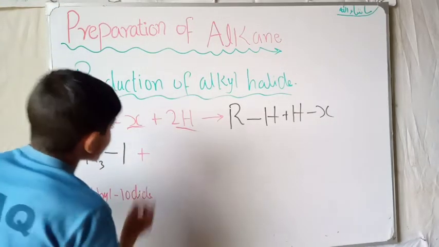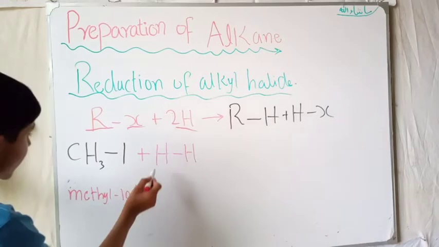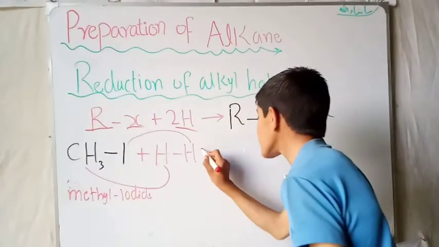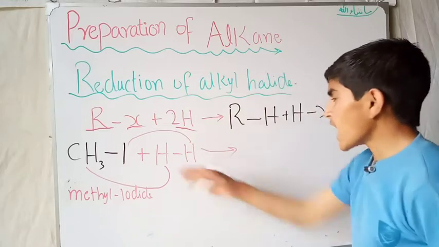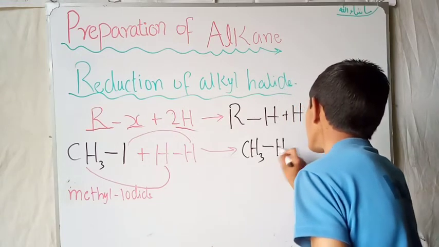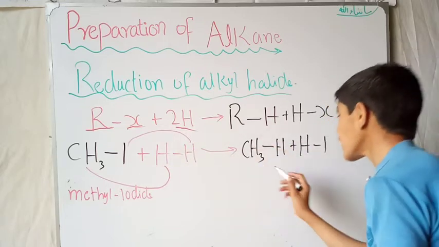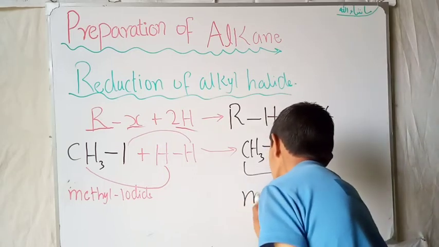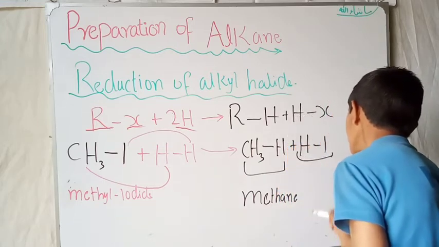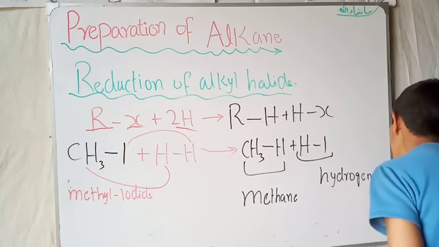When we add 2 hydrogen with it, plus 2H, this is a bond. So this hydrogen reacts with this one, and this reacts with this one. In the product, one is the alkyl group, CH3 with the bond of hydrogen, plus the next one is hydrogen bonded with the iodine. So this is called methane, and this is called hydrogen iodide.